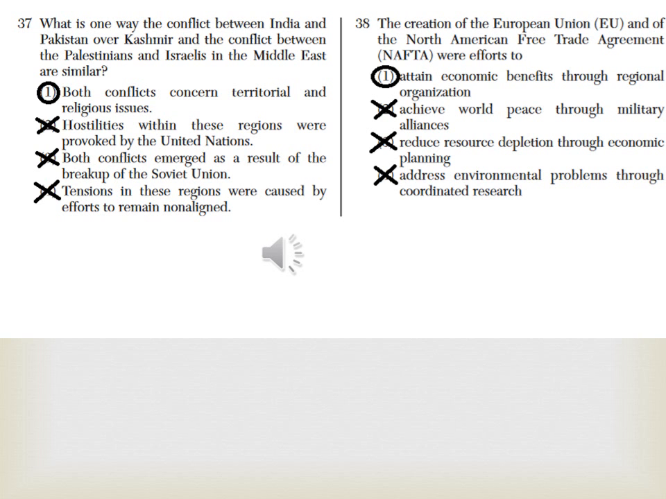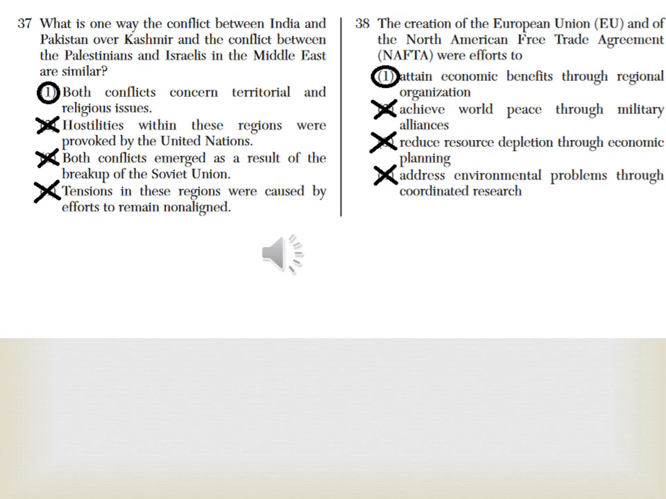Alright, question 37. What is one way the conflict between India and Pakistan over Kashmir and the conflict between the Palestinians and Israelis in the Middle East are similar? Is it 1. Both conflicts concern territorial and religious issues? Is it 2. Hostilities within these regions were provoked by the United Nations? Is it 3. Both conflicts emerged as a result of the breakup of the Soviet Union? Or is it 4. Tensions in these regions were caused by efforts to remain non-aligned?